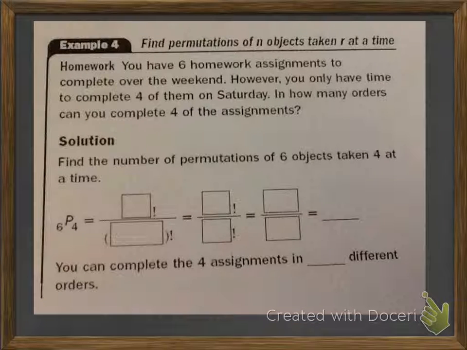In example number 4, the question they ask you is, you have 6 homework assignments to complete over the weekend. However, you only have time to complete 4 of them on Saturday. And how many different orders can you complete 4 of the assignments? So of the 6 assignments total, you want to choose 4 assignments. How many different ways can you choose 4 assignments from the 6? They give you a hint in the solution that says find the number of permutations of 6 objects taken 4 at a time. In other words, you want to calculate 6P4.